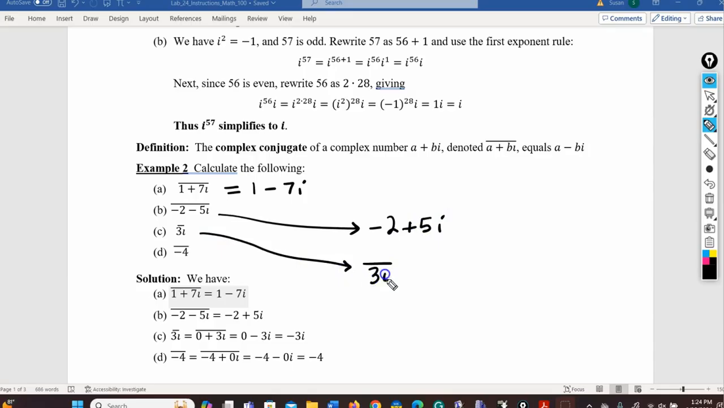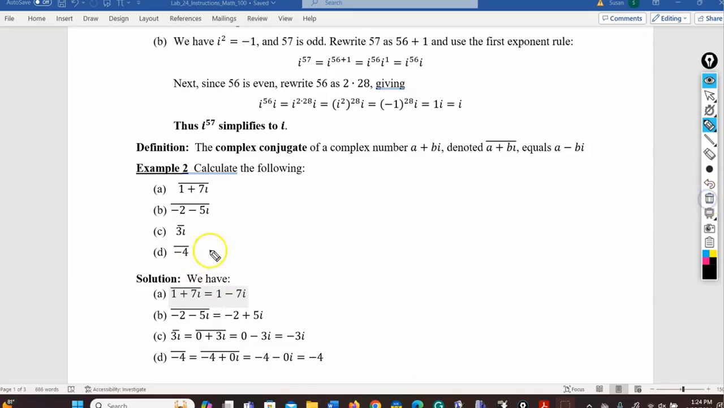Now, 3i, I can write that in standard form. And so if I take the complex conjugate of 3i, it's the same as taking the complex conjugate of 0 plus 3i, and I only change the sign of the imaginary part. And of course, that simplifies to negative 3i. And then finally, if I want to take the complex conjugate of a real number, I'm just going to get the real number, because the complex conjugate, you only change the sign of the imaginary part, and there's no imaginary part to a real number.